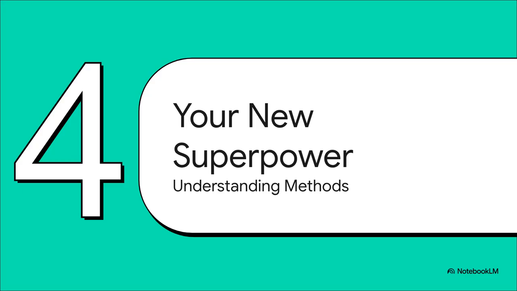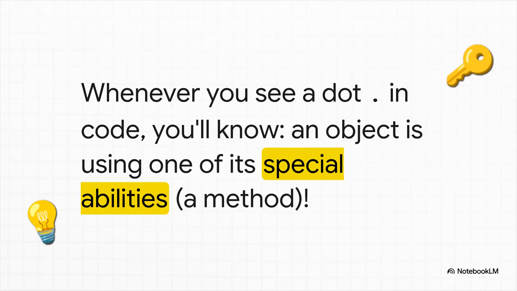All right, let's bring it all home. What you just unlocked is one of the most fundamental ideas in all of programming. This isn't just a trick, it's your new coding superpower. So if you remember just one thing from all this, make it this. From now on, whenever you see a dot in Python code, you'll know exactly what's going on. You'll see that an object on the left of the dot is using one of its special abilities, one of its methods on the right. It's like a secret decoder ring for understanding a ton of code.